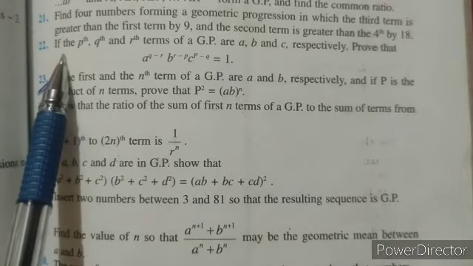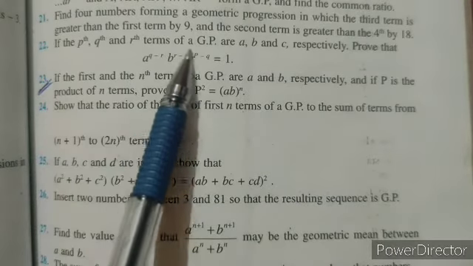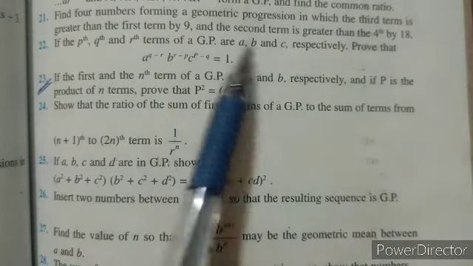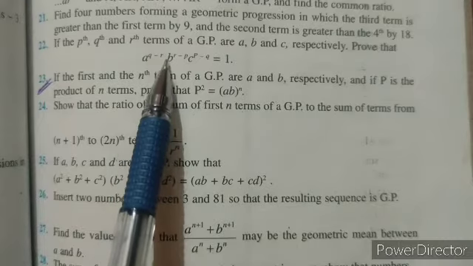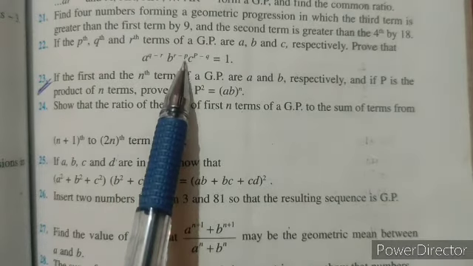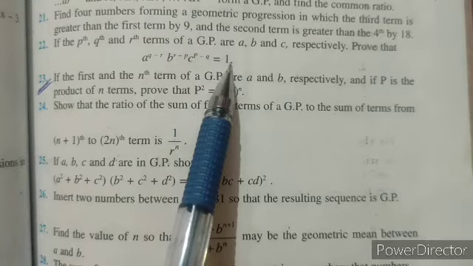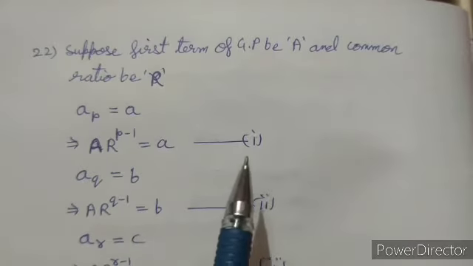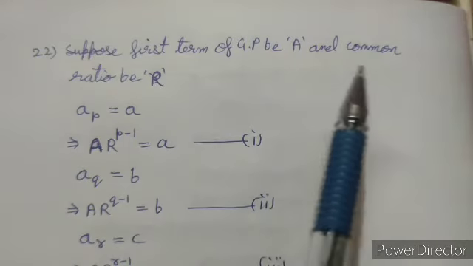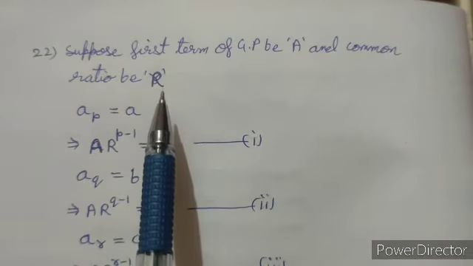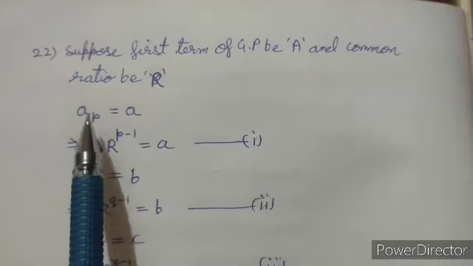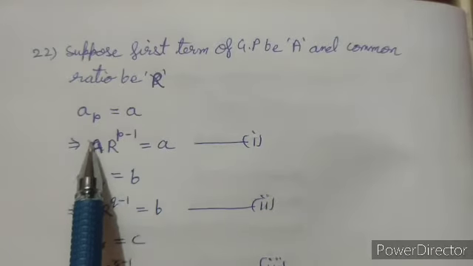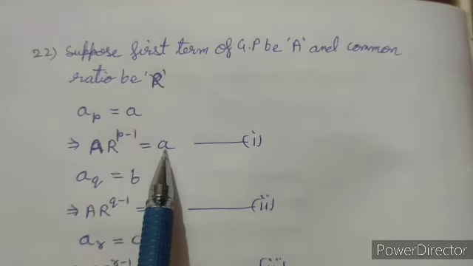Now in question number 22, if the pth, qth and rth term of a GP are A, B and C respectively, then we have to prove that A raised to power (q minus r) into B raised to power (r minus p) into C raised to power (p minus q) is equal to 1. Now suppose the first term of GP is A, that is capital A, and common ratio is capital R. So its pth term, that is AP, is given to us as A. Therefore, AR raised to power (P minus 1) will be equal to A.